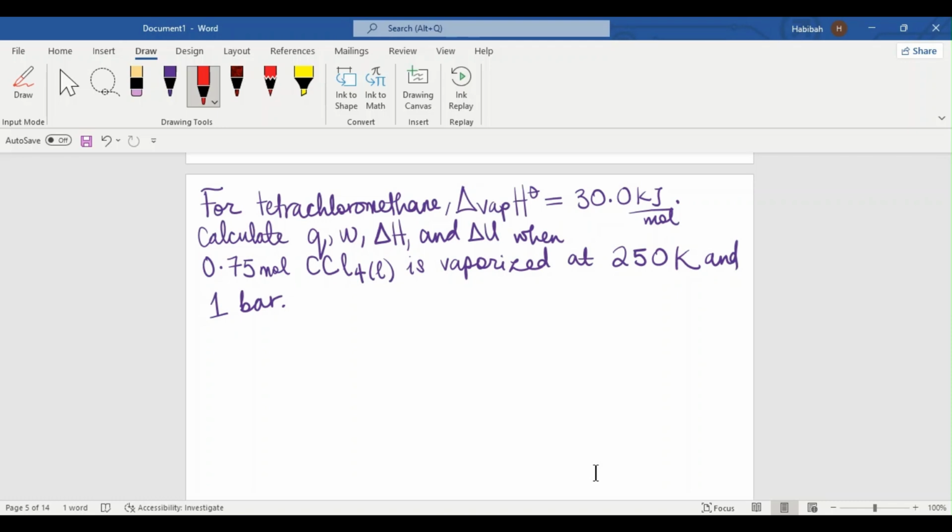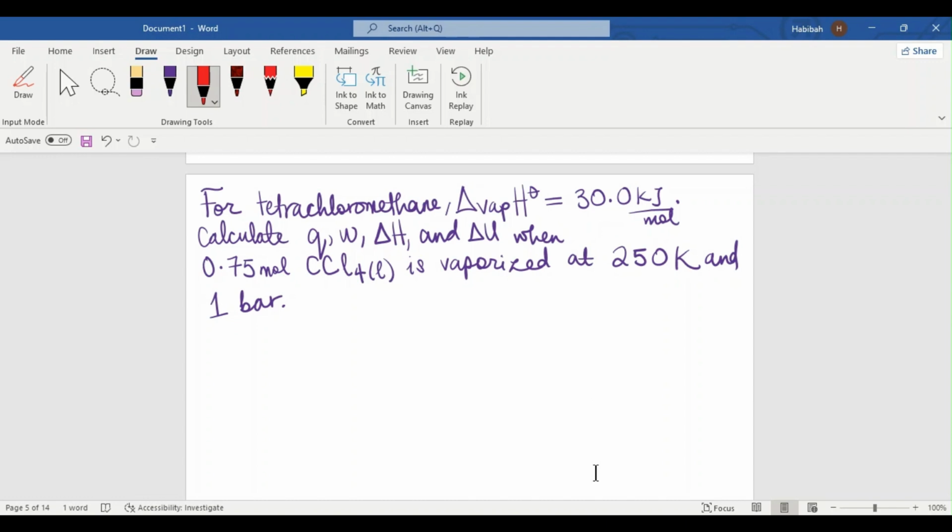Salam and welcome everyone. So today we're going to be working on the question on the screen that says: for tetrachloromethane, the change in enthalpy of vaporization is equal to 30.0 kilojoule per mole. Calculate heat, work, change in enthalpy, as well as change in internal energy when 0.75 mole of tetrachloromethane is vaporized at 250 kelvins and 1 bar.